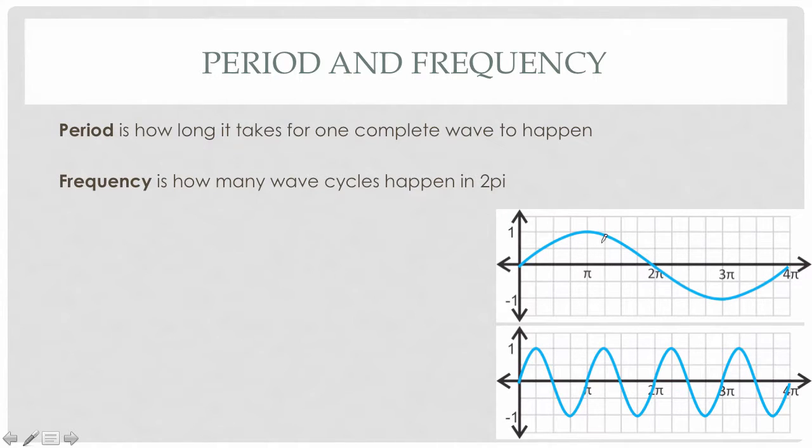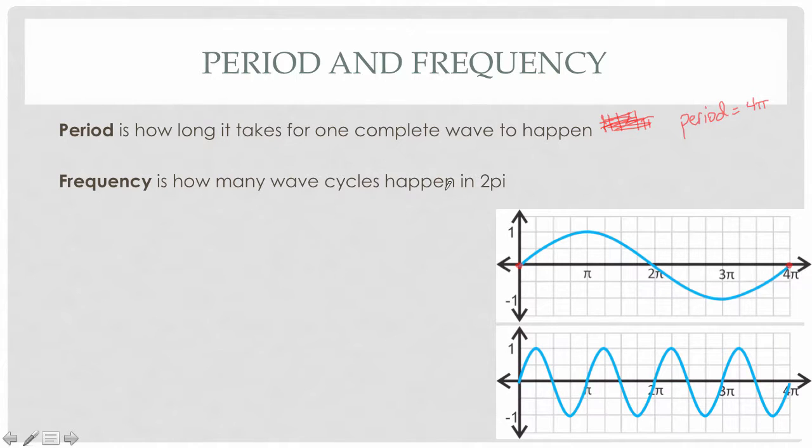So let's take a look at this one. This first graph starts at 0. We have a complete up and down and then back at 0, all in the span of 4 pi. So with this first graph, number 1, the period would be 4 pi. That's how long it takes for one complete wave to happen.